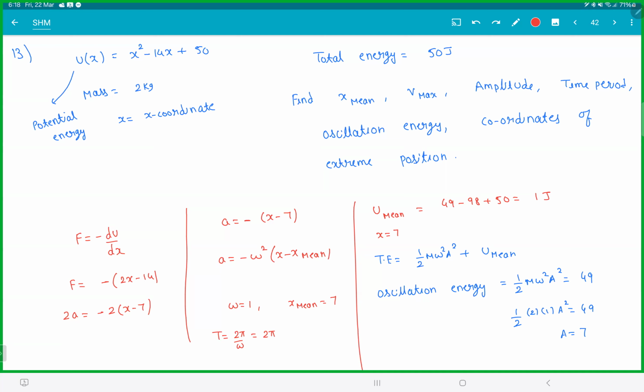Easy? Got this? How did you get omega is 1? Comparison. In place of 1, omega square is there, right? This is your general equation. So compare these two terms. That omega, though, you need to get it from differentiation only. Clear with this? I hope you're getting the meaning of total energy and oscillation energy. Both are not same. So if the exam asks you oscillation energy, don't write total energy and come.